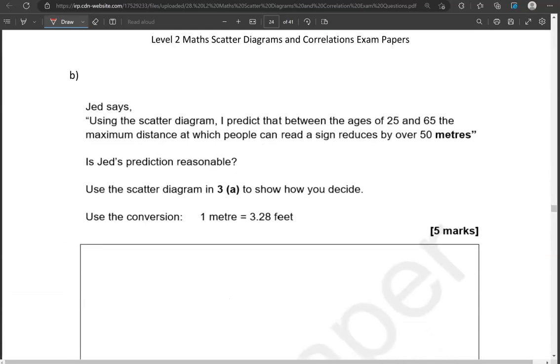Jed says, using the scatter diagram, I predict that between the ages of 25 and 65, the maximum distance at which people can read the sign reduces by over 50 meters. Is Jed's prediction reasonable? Use the scatter diagram above to show how you decide. Use the conversion: 1 meter equals 3.28 feet.